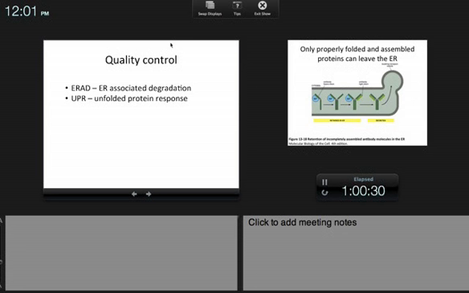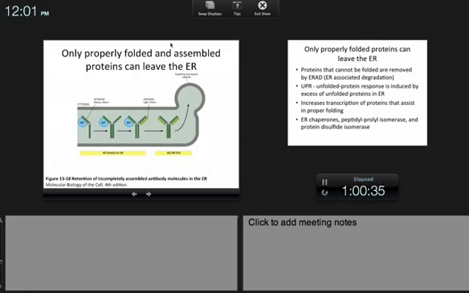Right, so only properly folded and assembled proteins can leave the ER. You don't want misfolded proteins leaving the ER, right? That's bad. Right, if a misfolded protein gets to the cell surface, well, then you might have a receptor that can't do what it needs to do. That might affect the whole signaling pathway, right?